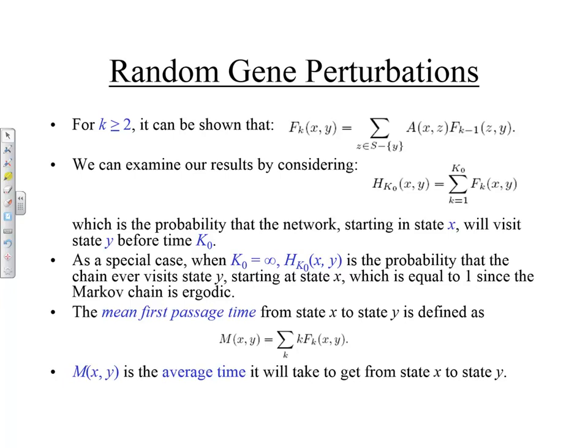You are experts in stochastic processes, or at least I think so, so you have no problem with that. So this will be the probability that the network starting in state x will visit state y before time k0. As a special case, when k0 is infinity, h_k0(x,y) is the probability that the chain ever visits state y starting at state x, which is equal to 1 because we have made the Markov chain ergodic. You can go from every state to every other state.